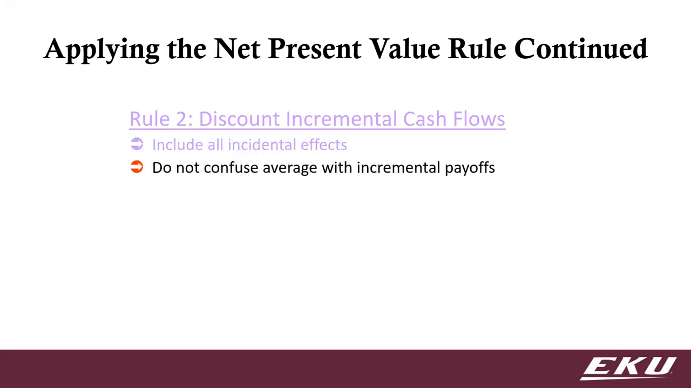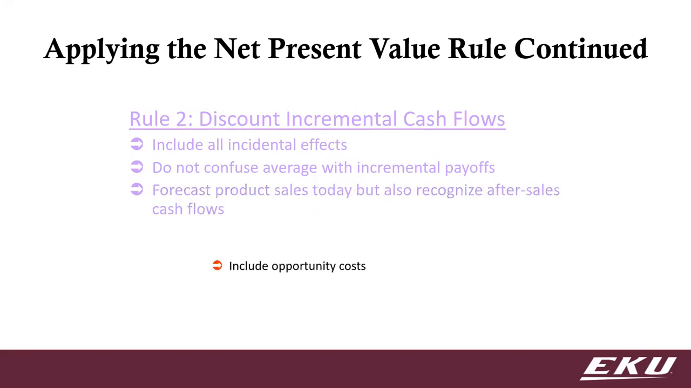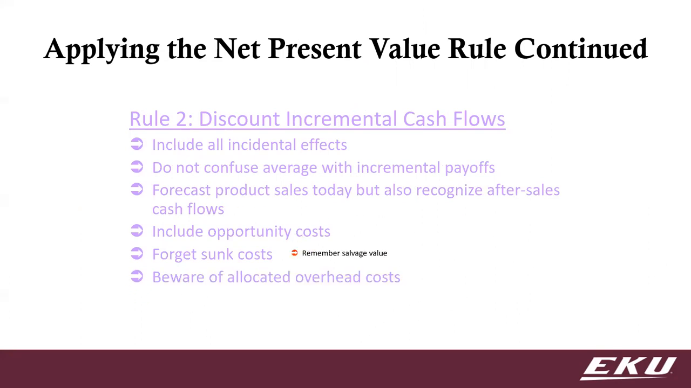And so we're going to discount incremental cash flows, right? So you have to remember we're adding this one additional project. And we had already had a conversation about opportunity costs, right? You have to remember that if you do one thing, it can preclude you from doing the other. So you have to include that.